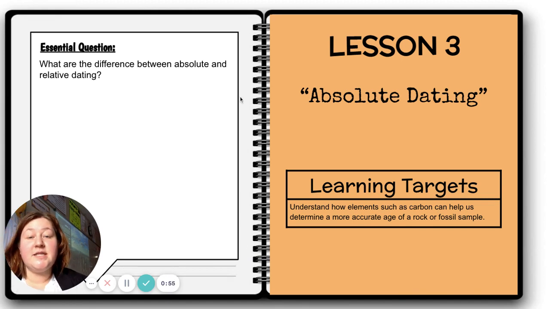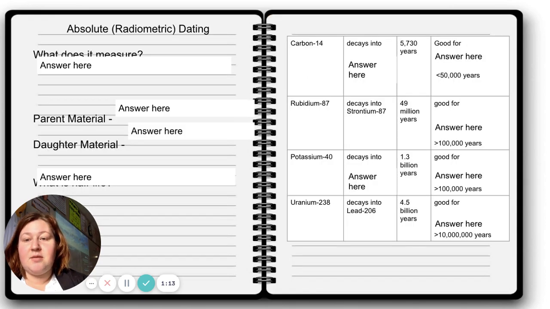Okay, so we are going to be doing lesson 3 today on absolute dating. Our essential question is, what is the difference between absolute and relative dating? And our learning target is to understand how elements such as carbon can help us determine a more accurate age of rock and fossil samples. The notes that you will be taking are on this page.